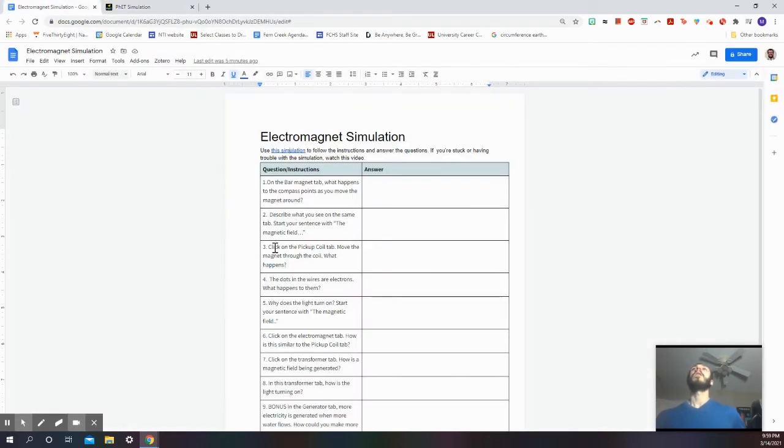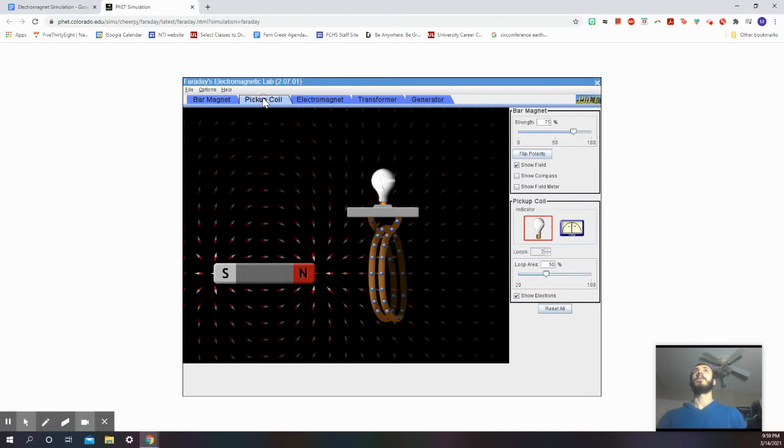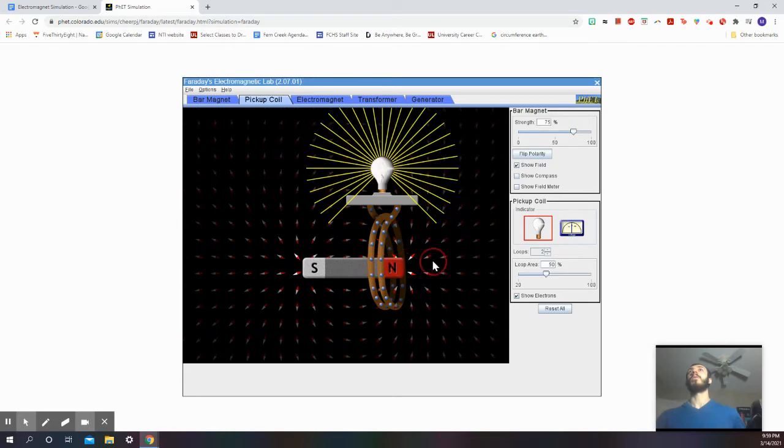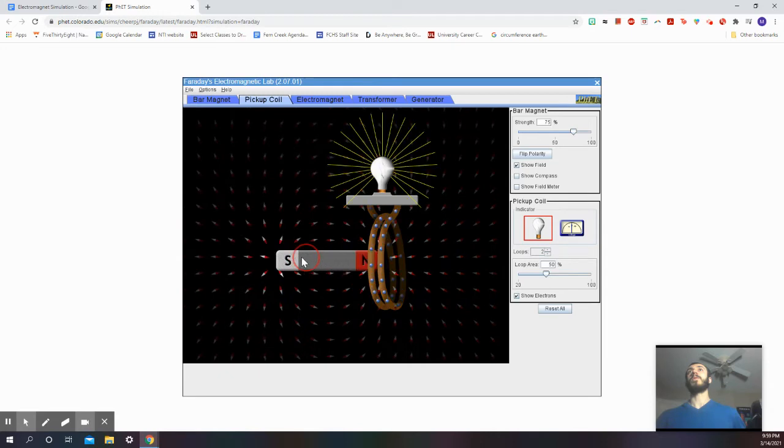Next, we're going to click on this pickup coil tab. This pickup coil tab has two things on it. It's got 2 coils of wire and a light bulb, and this magnet. What we're going to do is move this magnet through the light bulb coil. We'll move it through these coils of metal, and a couple of interesting things are going to happen.